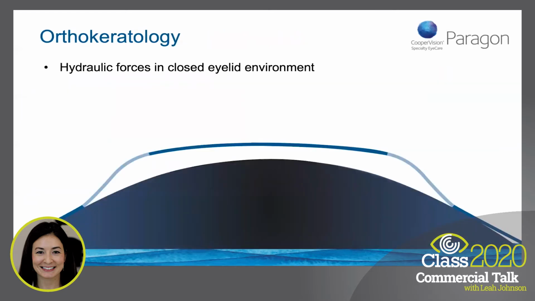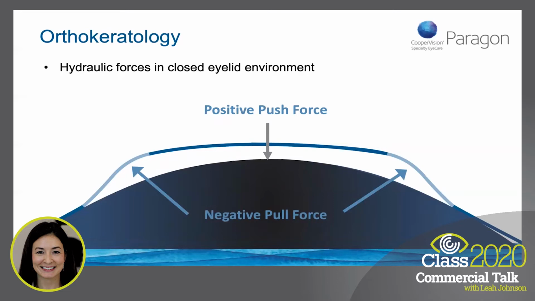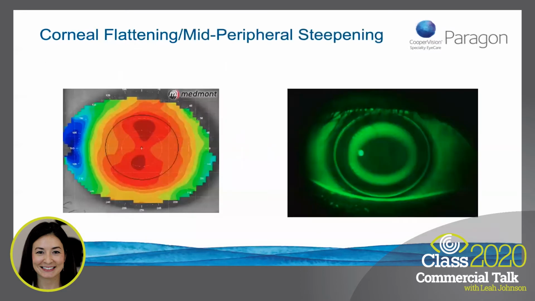So as we delve into the mechanism of Ortho-K, we now know that the lens works by hydraulic forces in a closed eyelid environment. There is a positive push force in the center of the lens, and as that fluid is compressed by that positive push force, it is then balanced by a negative pull force out in the mid-periphery. There's more space between the lens and the cornea in the mid-periphery, and so that fluid moves from the central portion to the mid-peripheral portion of the cornea. And thus we get central corneal flattening and mid-peripheral steepening.